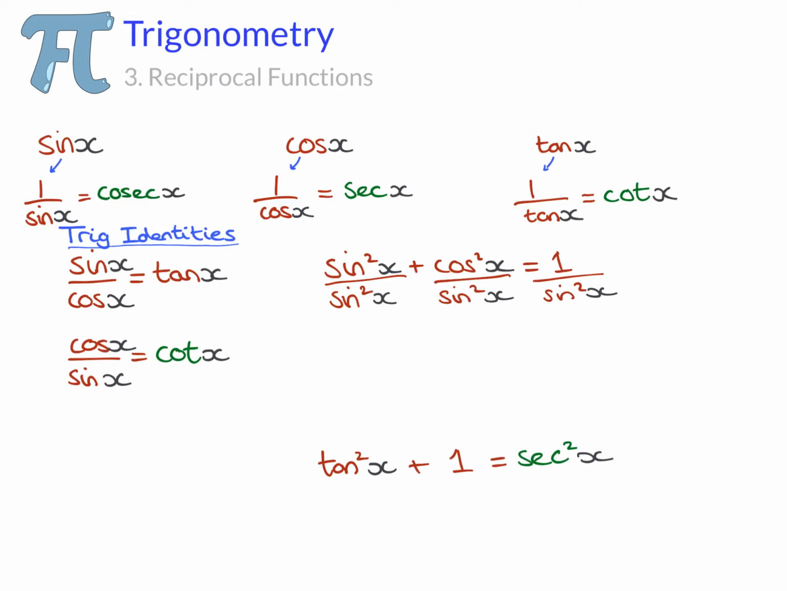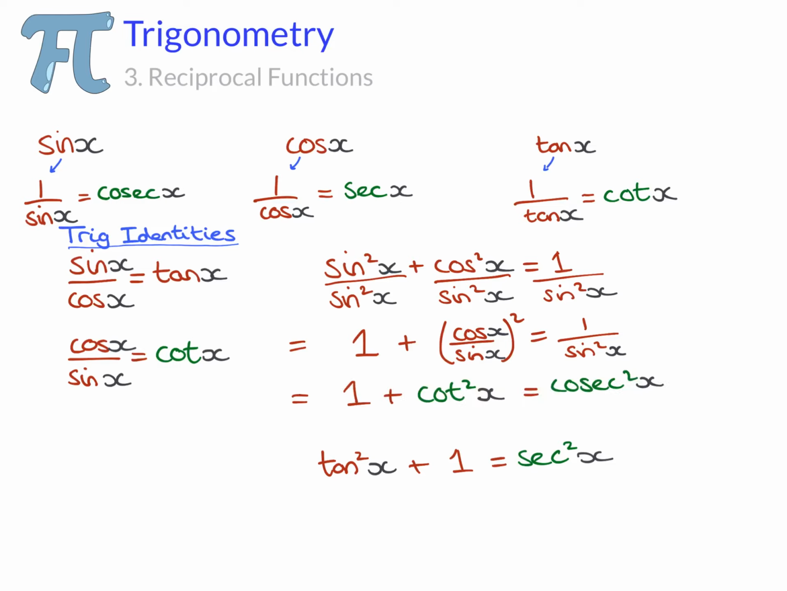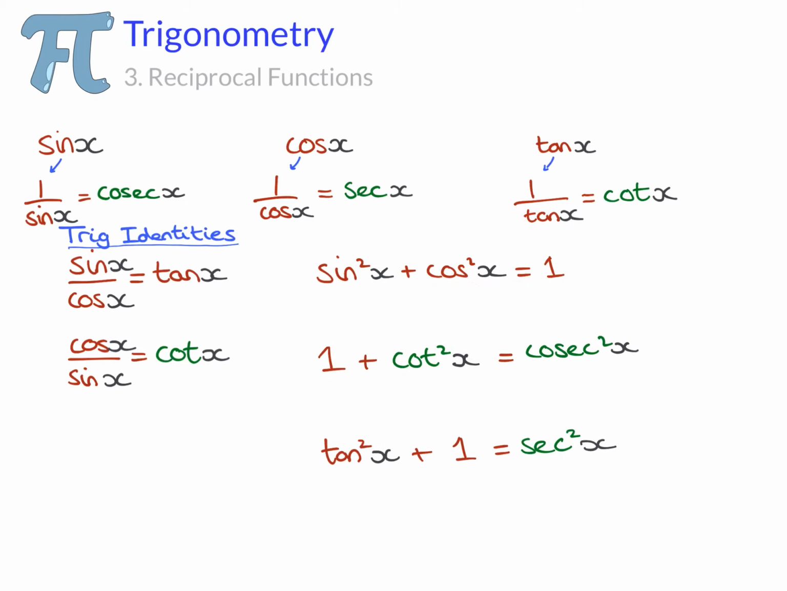Dividing by sine squared x instead leads to 1 plus cos x over sine x all squared is equal to 1 over sine squared x. We write this as 1 plus cot squared x is equal to cosec squared x. We have now expanded our repertoire of trig identities which we can use to prove statements and solve equations.